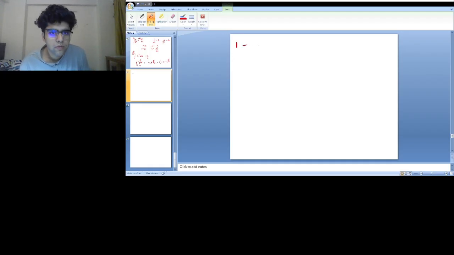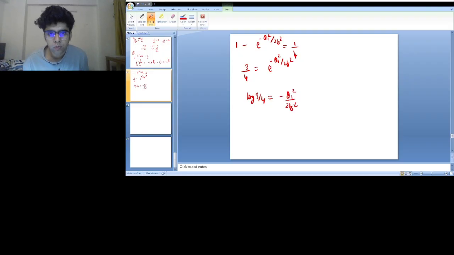So this gives me 1 by 4. So this becomes 3 by 4 is equal to e to the power minus q1 square by 2b square. So I'm just taking log here. This becomes log 3 by 4 is equal to minus q1 square by 2b square. Just taking log on both sides.